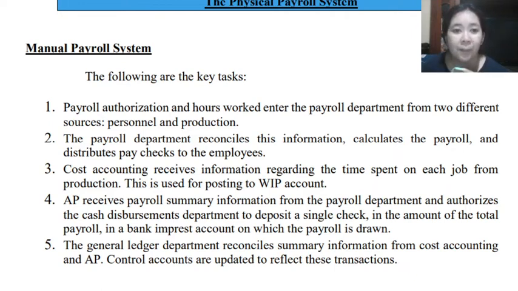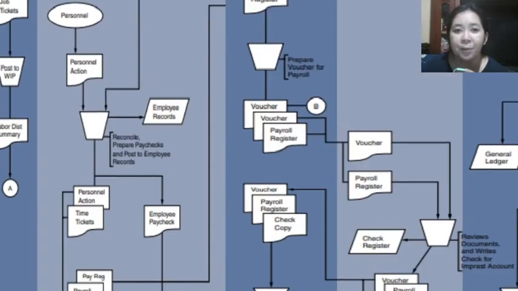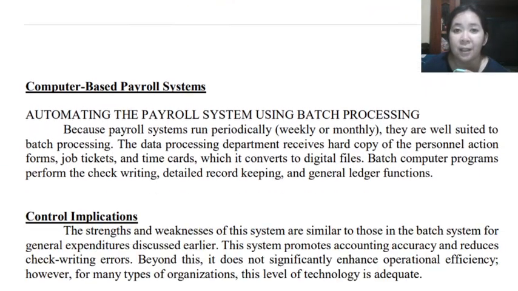And number 5, the General Ledger Department will reconcile the summary information from the cost accounting and accounts payable departments, and control accounts will be updated to reflect these transactions. So these are the main key tasks in a payroll system. This one is for a manual payroll system, and what we have described is illustrated in this diagram.